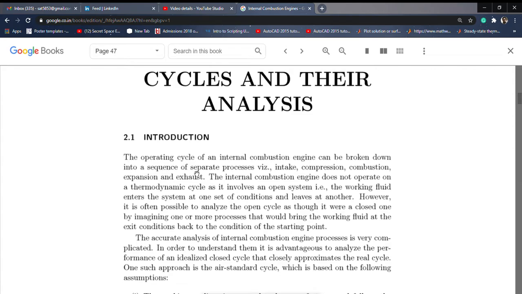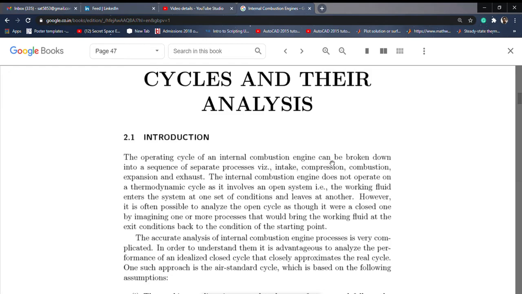The operating cycle of an internal combustion engine can be broken down into a sequence. There are a total of 5 processes. The first process is intake, where the air fuel mixture comes into the cylinder. Then there is compression, where we compress the air fuel mixture. After compression, combustion takes place. Then the piston moves down, high pressure gases move the piston, and we have the expansion process, that is also the power stroke. And then we have the exhaust, where we reject the burned gases.